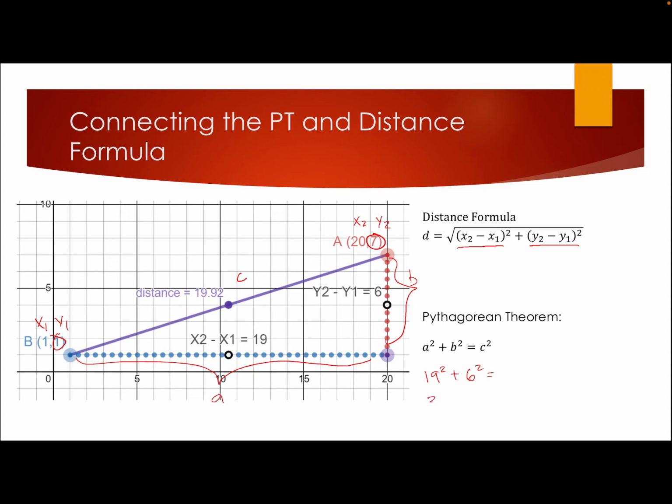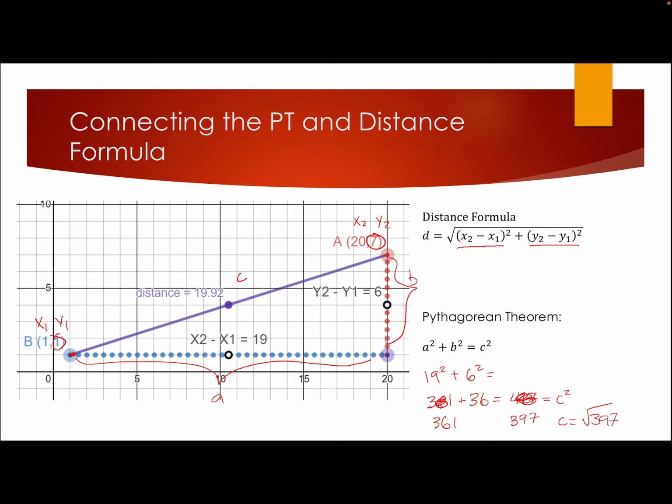So 19 squared, I believe, is 381, and 6 squared is 36. So we add this together, we get 417 equals c squared. I'm sorry, 19 squared is 361. So that's going to change to 397. So if we wanted to solve for c, we can take the square root of both sides, and we would get c equals the square root of 397. And the square root of 397 is 19.92. It's the distance from point B to point A.